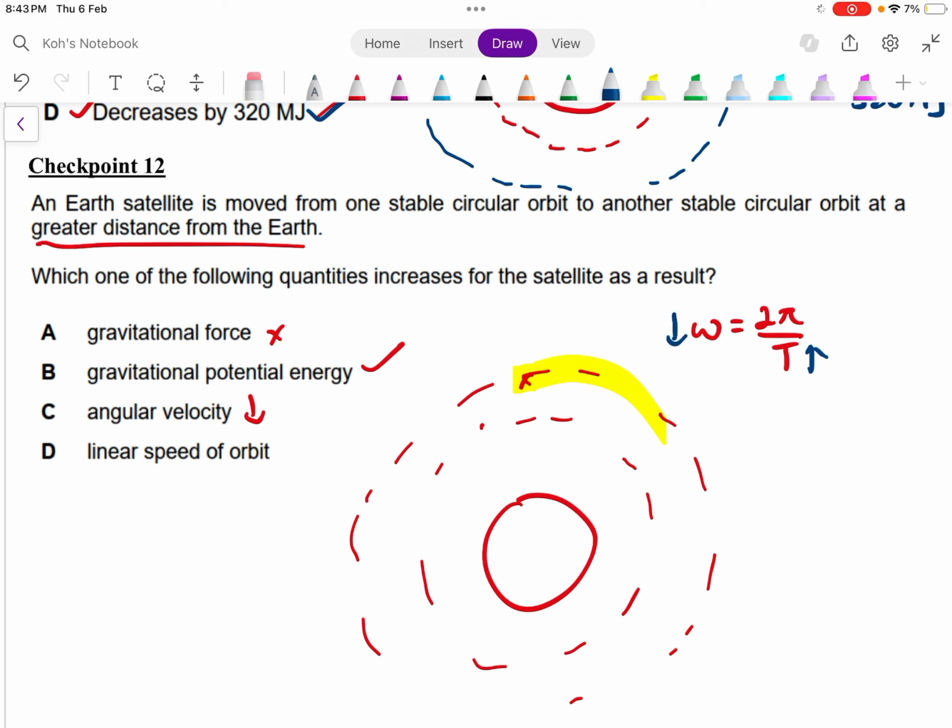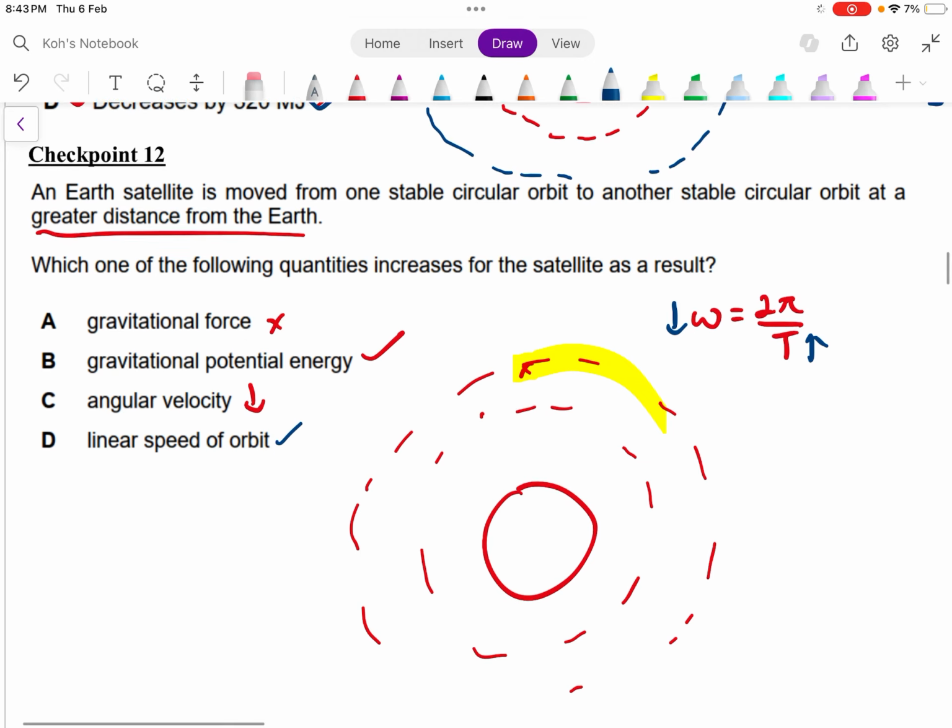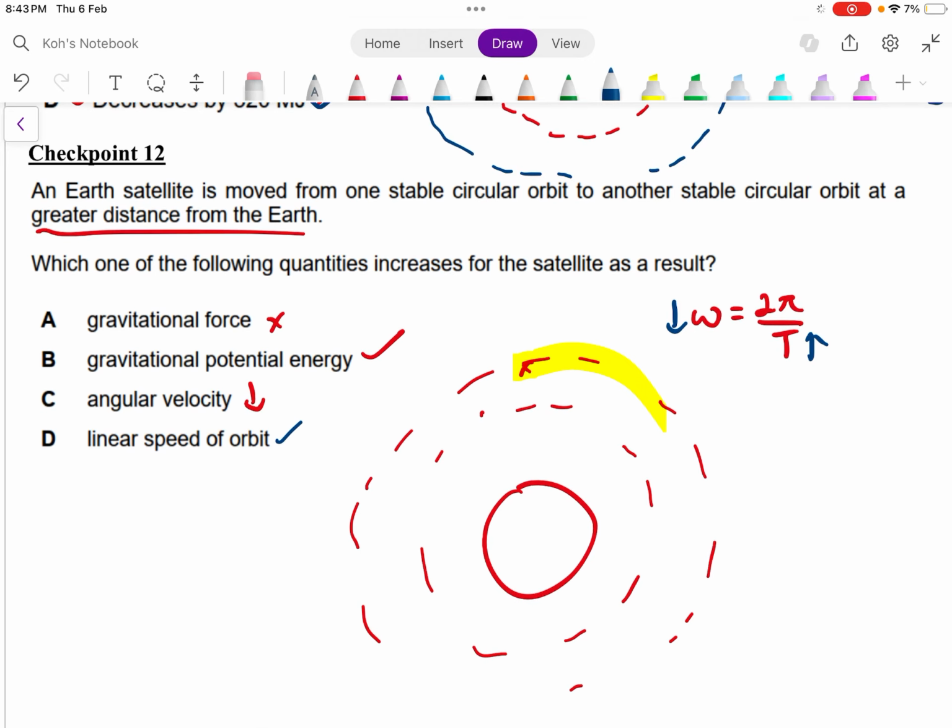Okay, what about D, the linear speed of the orbit? If you remember your formula from the derivation, v is equal to the square root of GM over r. So as I move up from a low orbit to a high orbit, the linear speed must also decrease. So that's why the answer is B.